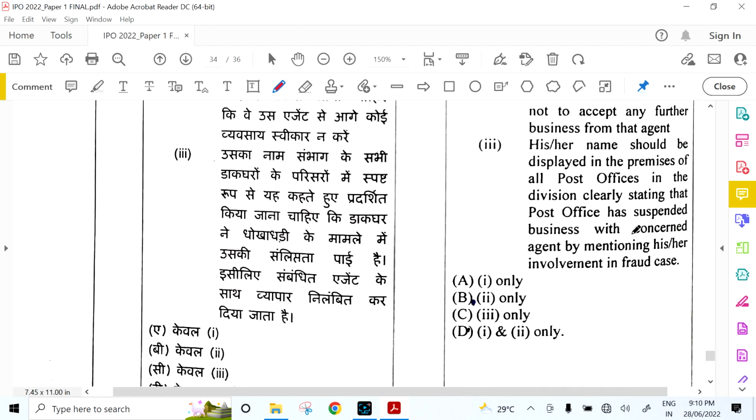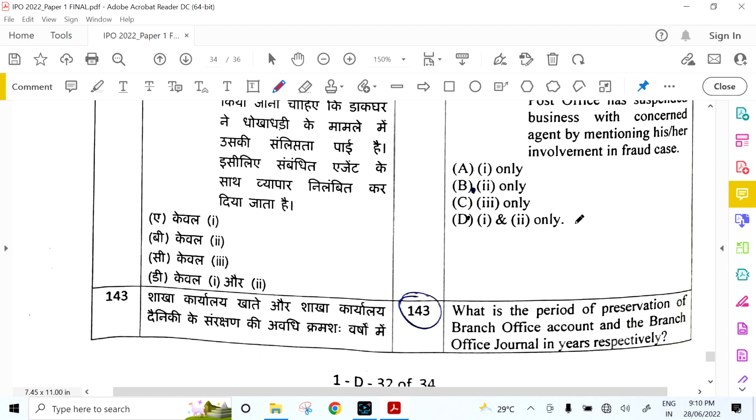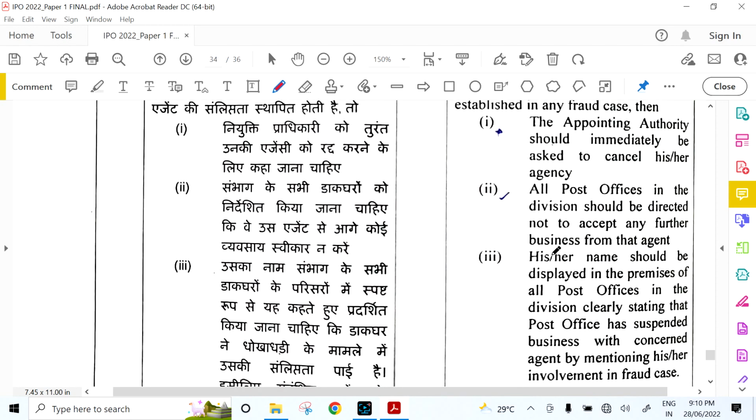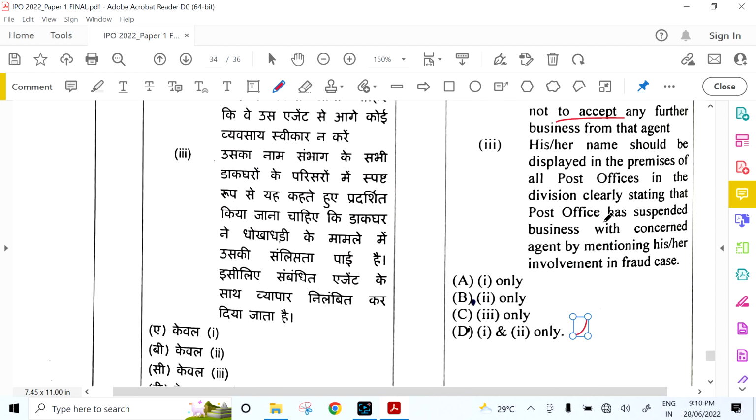Here what should be done? It is D only, that is 1 and 2 only you should do. You should ask the appointing authority, that is collectorate or NSO, to cancel the license, and the division should be directed not to accept business. But here, his or her name should be displayed in the premises of all post offices in the division, clearly stating that the post office has suspended the business with the concerned agent. Up to here it is correct.